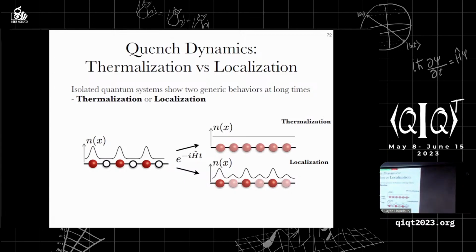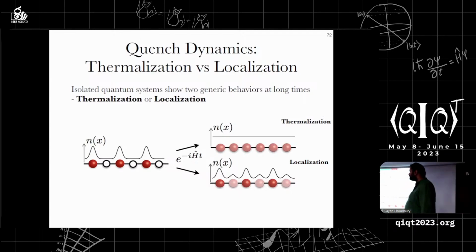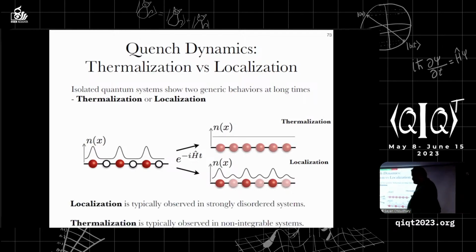This is a cartoon picture of an experiment that was done in Munich, where atoms were loaded in the odd sites of an optical lattice, and the system was allowed to evolve. If we look at the density profile, when the system thermalized, the density became uniform, and when the system localized, you still have some structure in the density. You can still get a density wave. Localization is typically observed in strongly disordered systems.